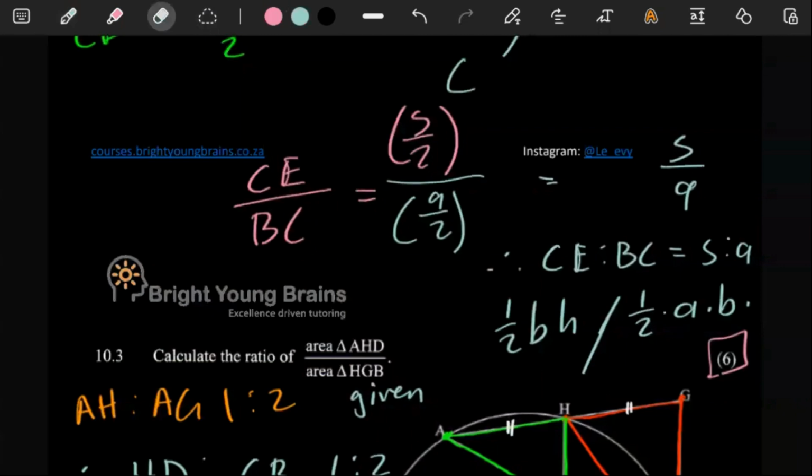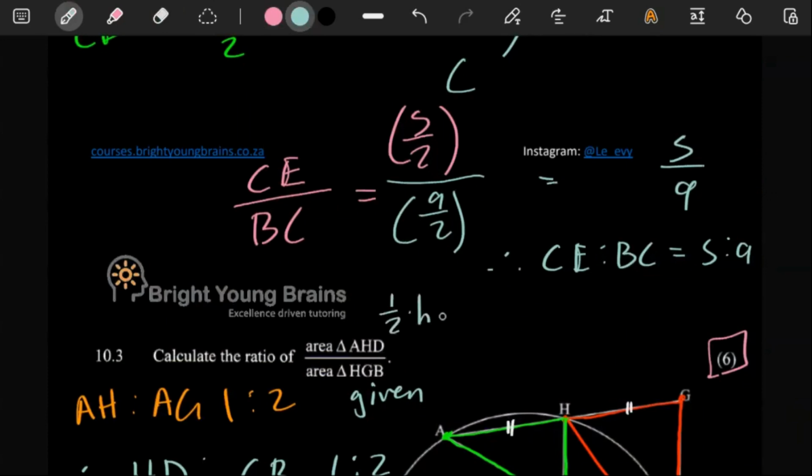Let me give myself more space. I'm just going to put out here whatever we're going to do. We have two formulas that we can be thinking of: half base times height, or half AB times sine C. These are the only two formulas we can be thinking of.